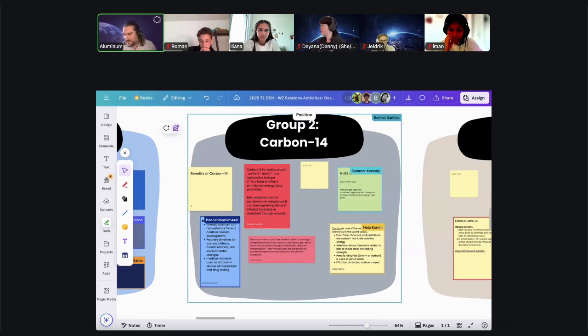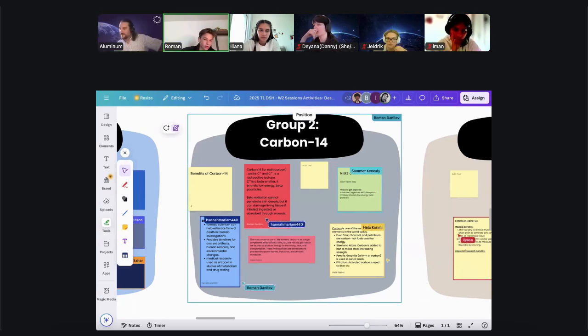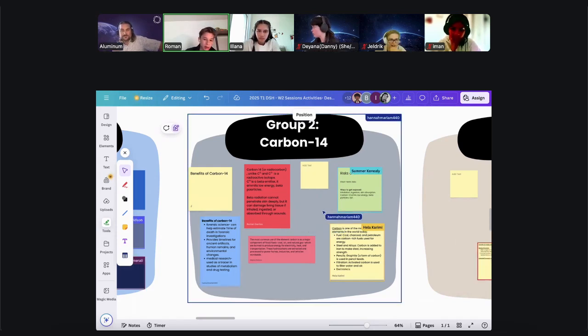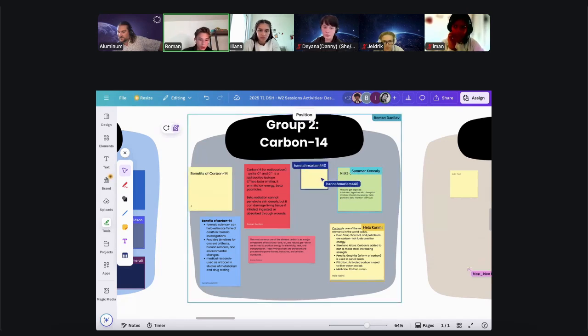Let's hear a risk. Carbon-14 is the only radioactive carbon, unlike carbon-12 and carbon-13, and it's a beta emitter. That means it emits low energy beta particles that cannot penetrate skin deeply, but can really damage tissues if it is inhaled or gets in the body from outside.